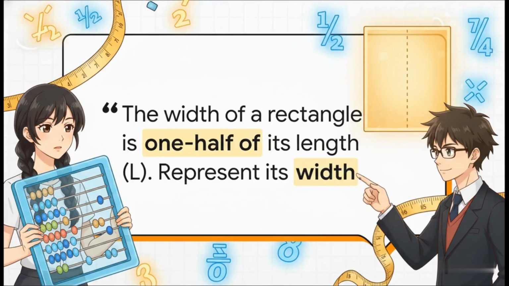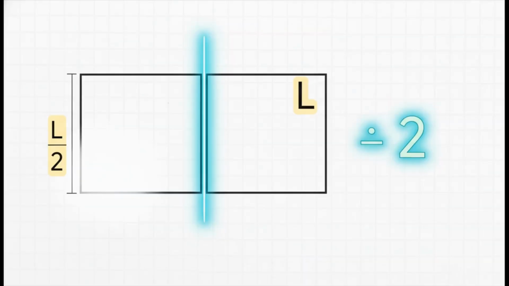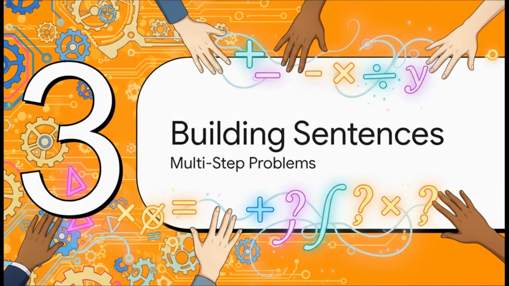Okay, let's switch gears to division. This problem gives us a relationship between two things. The width isn't some fixed number, it's a fraction of the length. So how do we translate 1/2 of? This one's a dead giveaway. The phrase 1/2 of is the direct signal to divide by 2. So the width is simply the length, L, divided by 2. Now, this is the same as multiplying by 1/2, but writing it as a fraction like this is just so much cleaner. All right, we've got the basic vocabulary down pat.